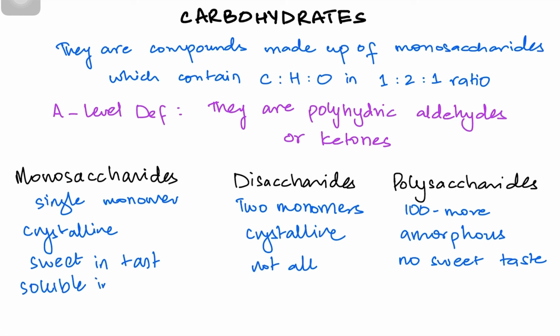Monosaccharides are mainly soluble in water. So when you make glucose water, it is basically a monosaccharide solution. Disaccharides are also soluble. Polysaccharides are insoluble in water.